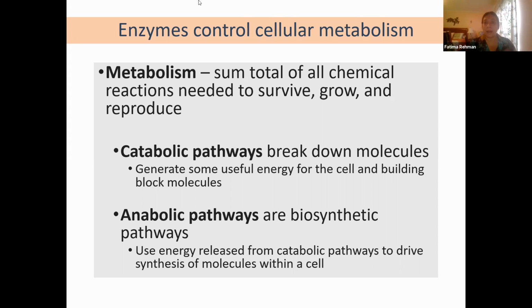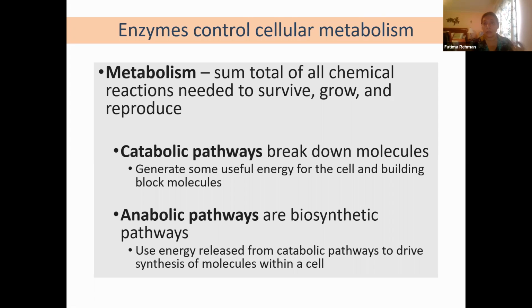The catabolic reactions are going to be reactions or pathways where we are breaking down molecules while generating energy as a response. So when we break these bonds, we release energy that can then be utilized by other reactions in our cells.